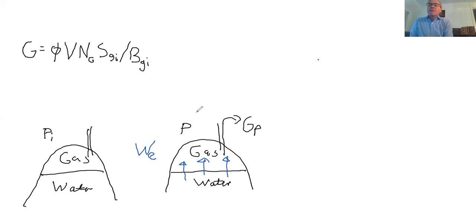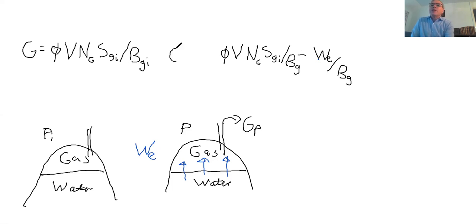So now let's look at some time later when we're at a pressure P. We know that we have our V phi net to gross, SGI over BG. That is the volume of gas underground if there's no water influx. But the water influx is the reservoir volume that's moved in. So the amount of gas that remains is that minus WE. That's a reservoir volume, so we convert it to a surface volume, G. And this is G minus GP, because it's the gas we had originally minus what's been produced.